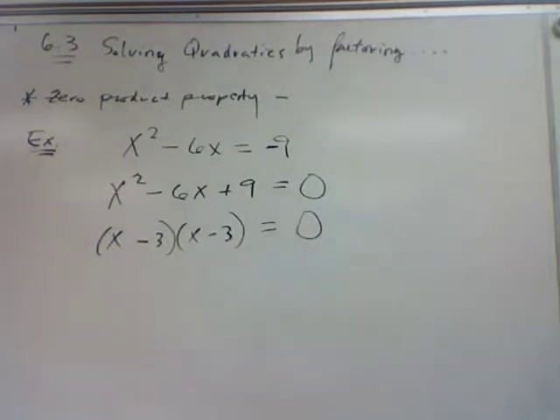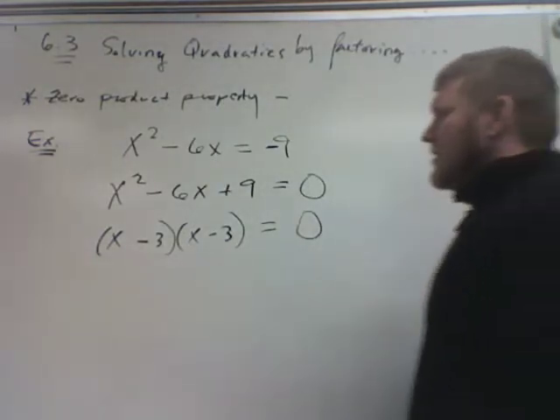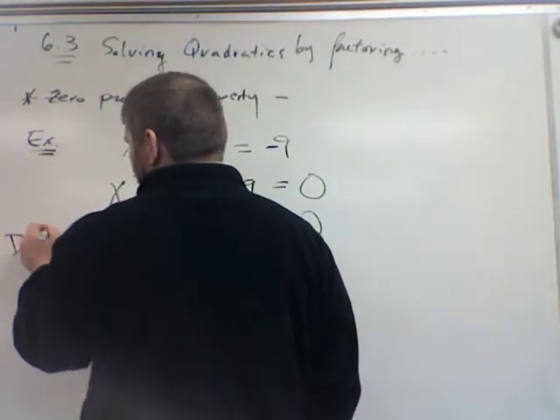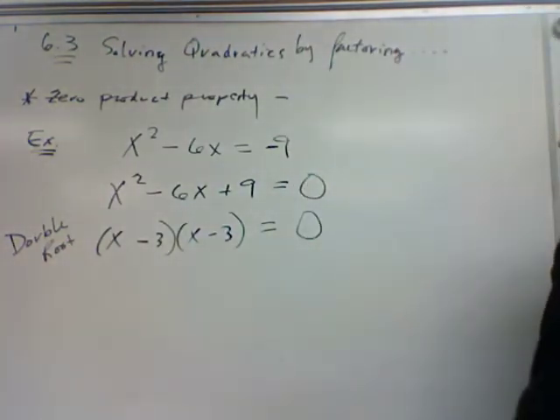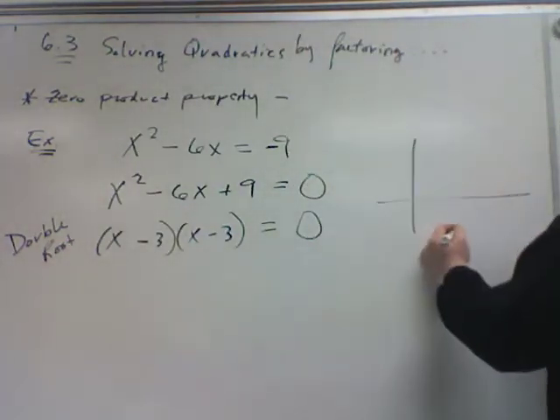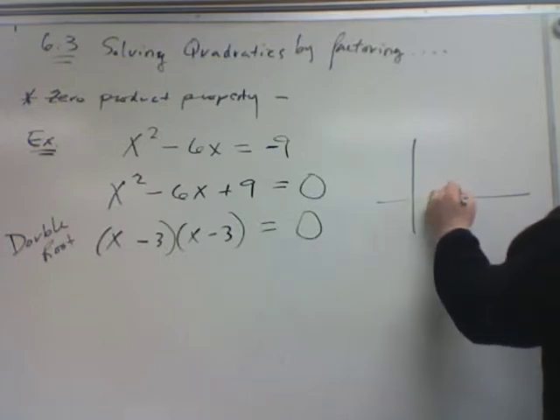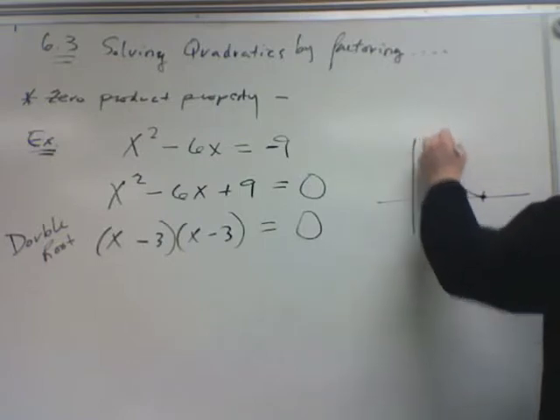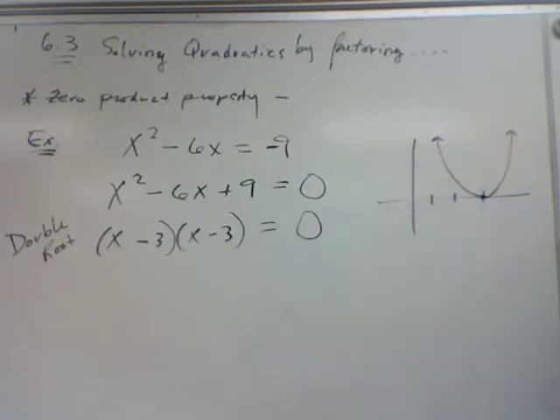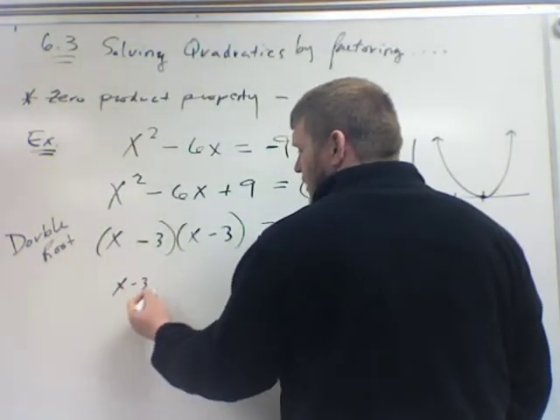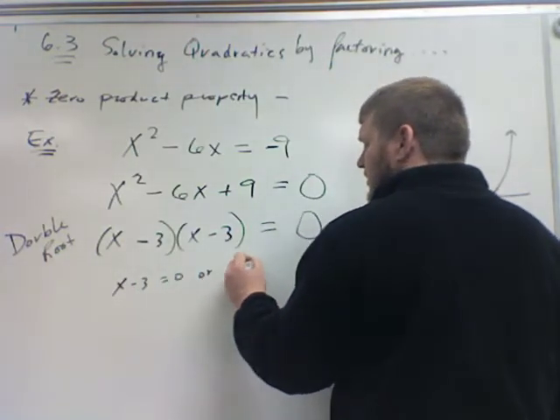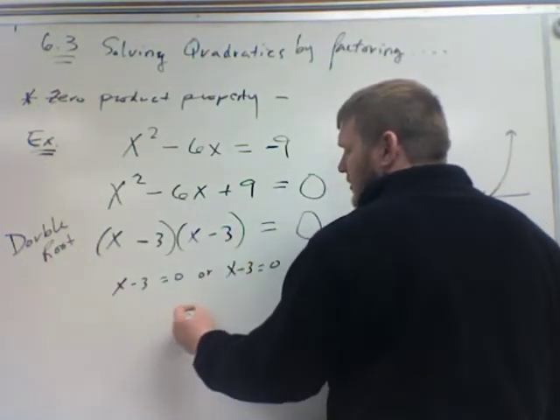This is another case where we talk about that double root. Remember when we talked earlier in section 6.2 where we graphed an equation and the graph just touched the x-axis? This is that case right here. When we solve it by factoring, this is what happens. You have a double root. So no matter what, you solve either one of these: x minus 3 equals 0, or x minus 3 equals 0. No matter what, you're going to get x equals 3.